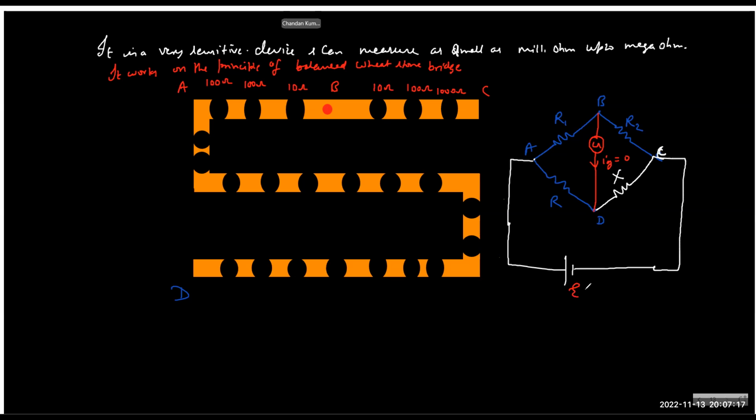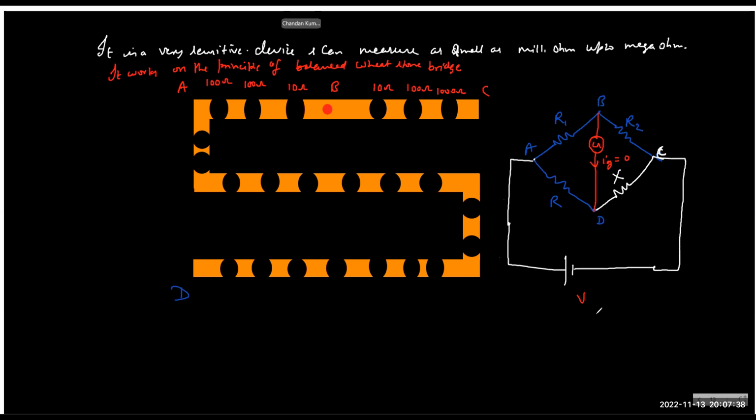So what will they ask you in the examination? A very simple question. Between which two points is the unknown resistance connected? They'll give you the left one. The answer is C and D.